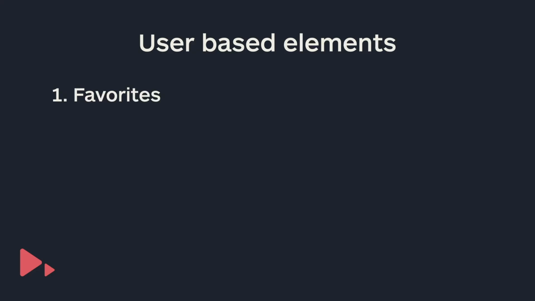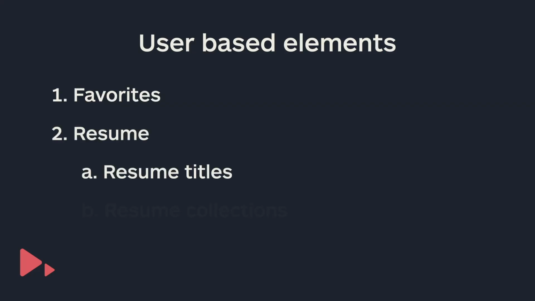Another useful element is resume, which comes in two types. The resume titles element displays the most recently interacted with titles, while the resume collections element displays the most recently accessed collections. The key difference between them is how they help users continue content consumption.